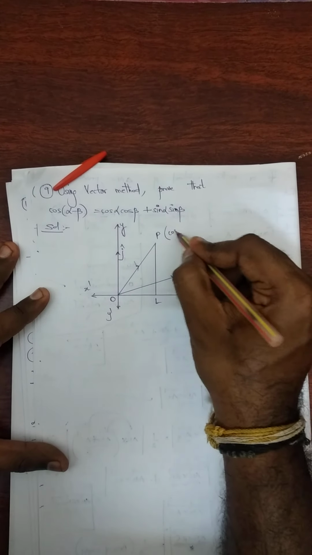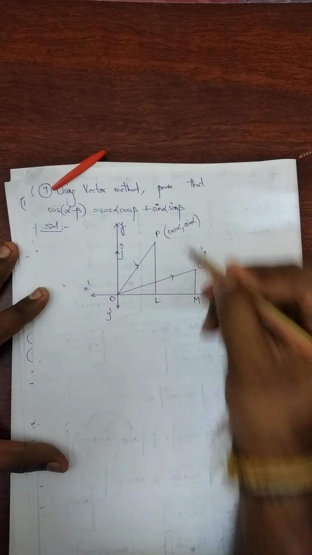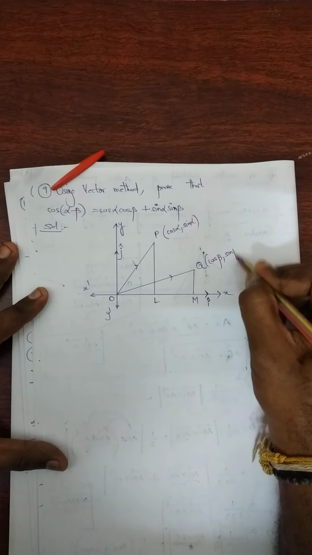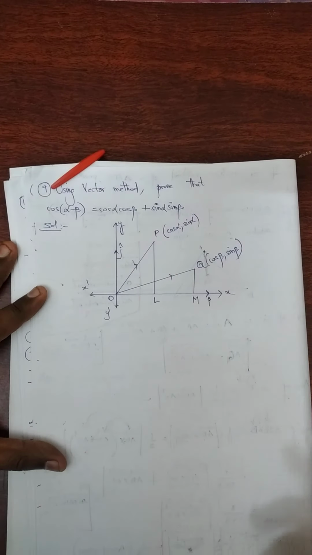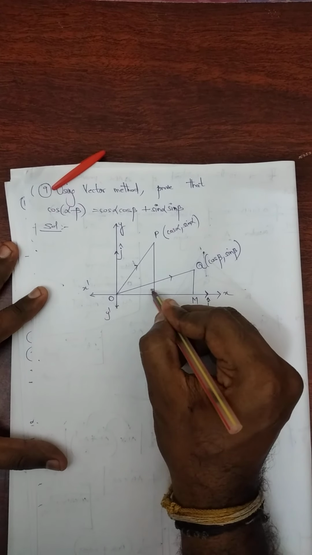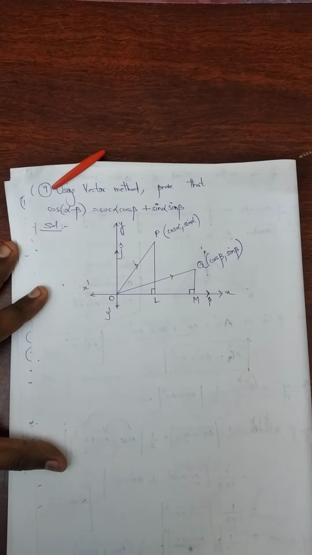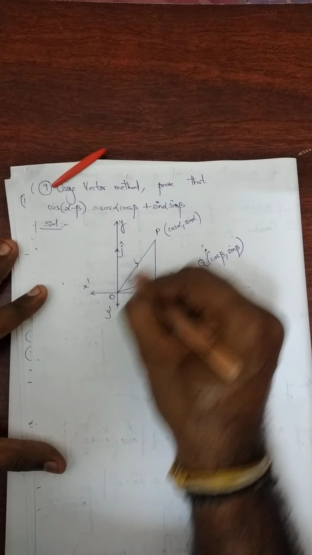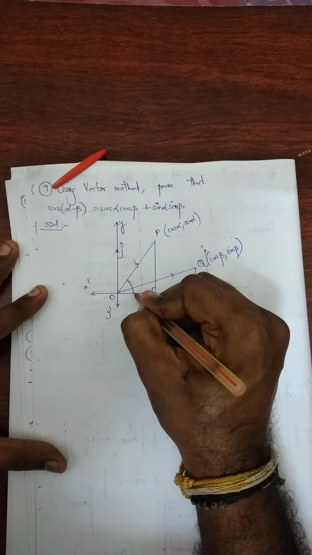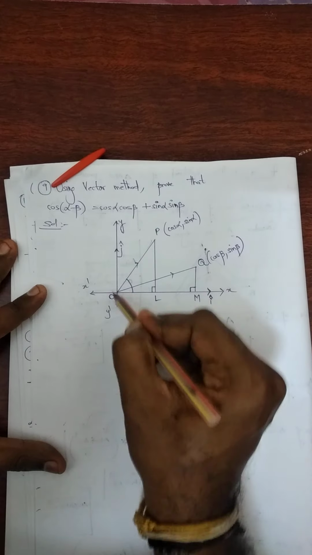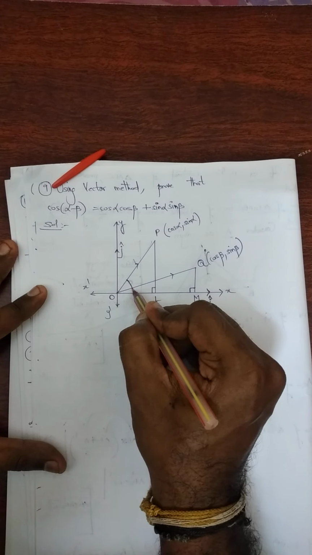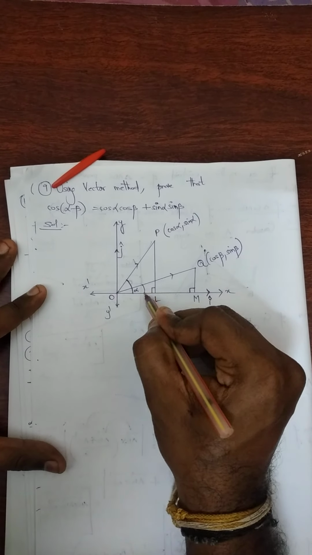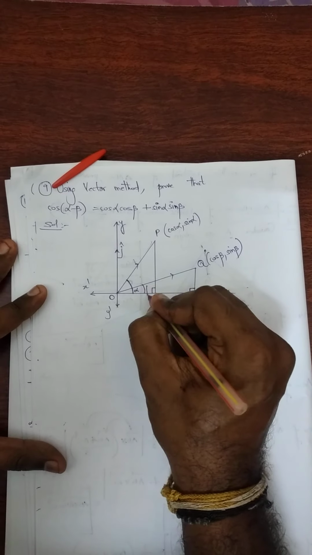Point P is cos alpha comma sin alpha. Very important: this one is cos beta comma sin beta. I have drawn a perpendicular line. From O, OP makes an angle with the x-axis, which is alpha. This is OQ, making an angle with the x-axis, which is beta.